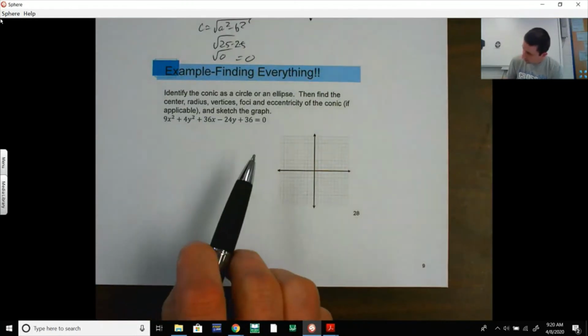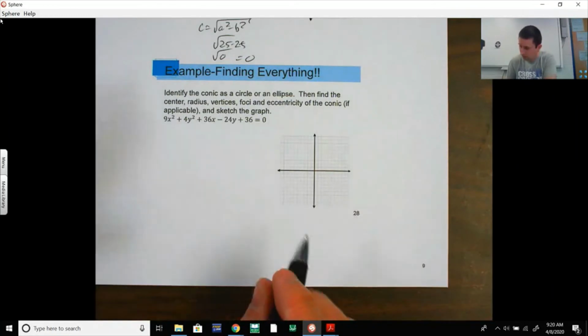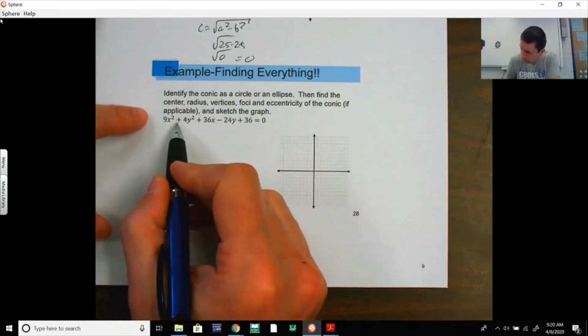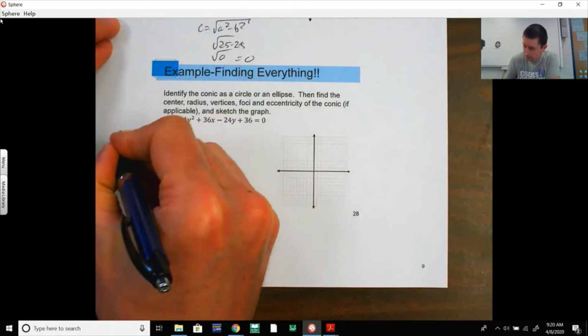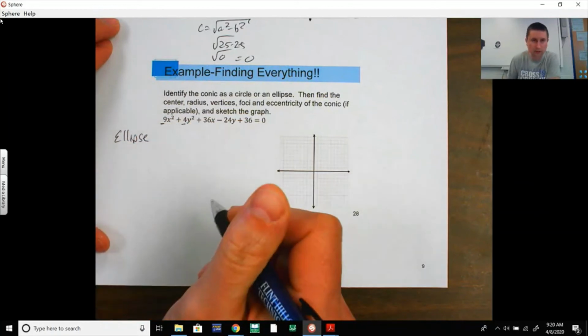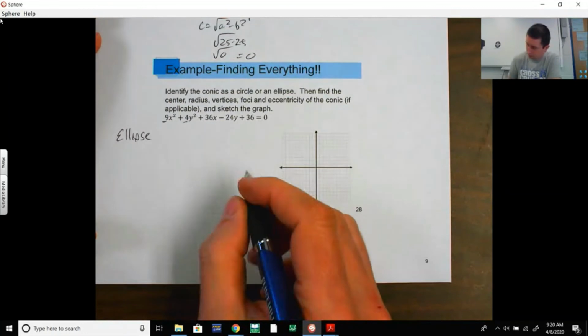Identify the conic as a circle or ellipse, then find the center, radius, vertices if applicable, and sketch the graph. So this is in that general form. You notice we have different values here. We have a 9, we have a 4. So that tells us right away this is going to be an ellipse. Those are different values.